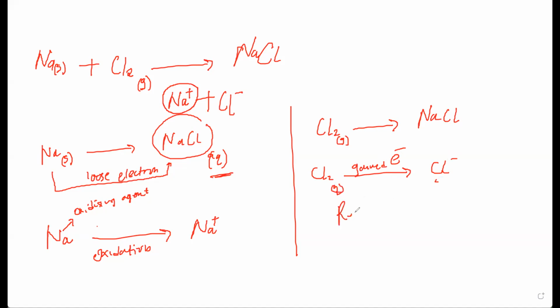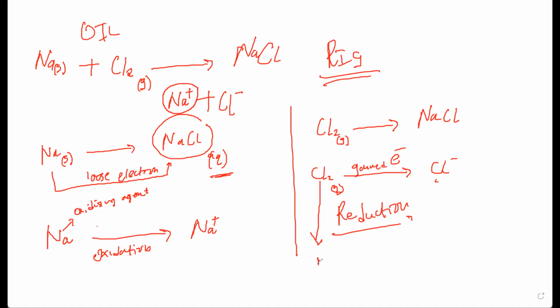So which means this is reduction, because we say OIL RIG. From the term RIG, reduction is gain of an electron to be an ion. So which means this is reduction. Okay? So the one which is reduced is the oxidizing agent. The one which is oxidized is the reducing agent.